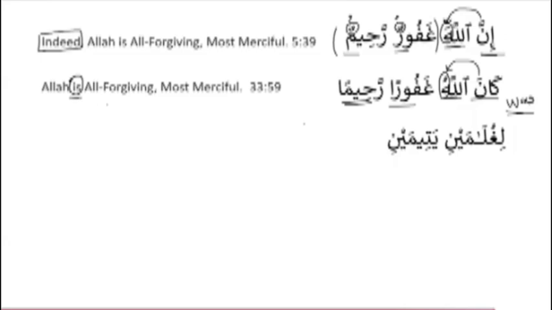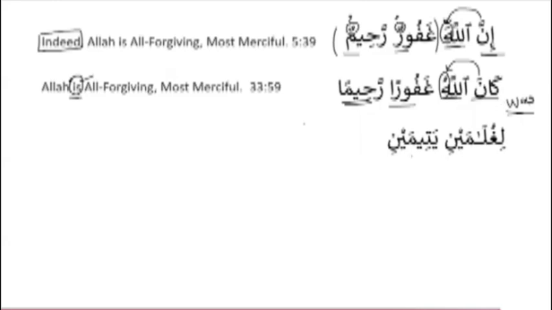Why? Because Allah subhanahu wa ta'ala was, He is, and He will be. وَيَبْقَى وَجْهُ رَبِّكَ ذِي الْجَلَالِ وَالْإِكْرَامِ. So Allah subhanahu wa ta'ala was, is, and will be. So that's why when it is kana with Allah subhanahu wa ta'ala or with lafz al-jalala, it is translated as is. But other than that, it will be translated as was.